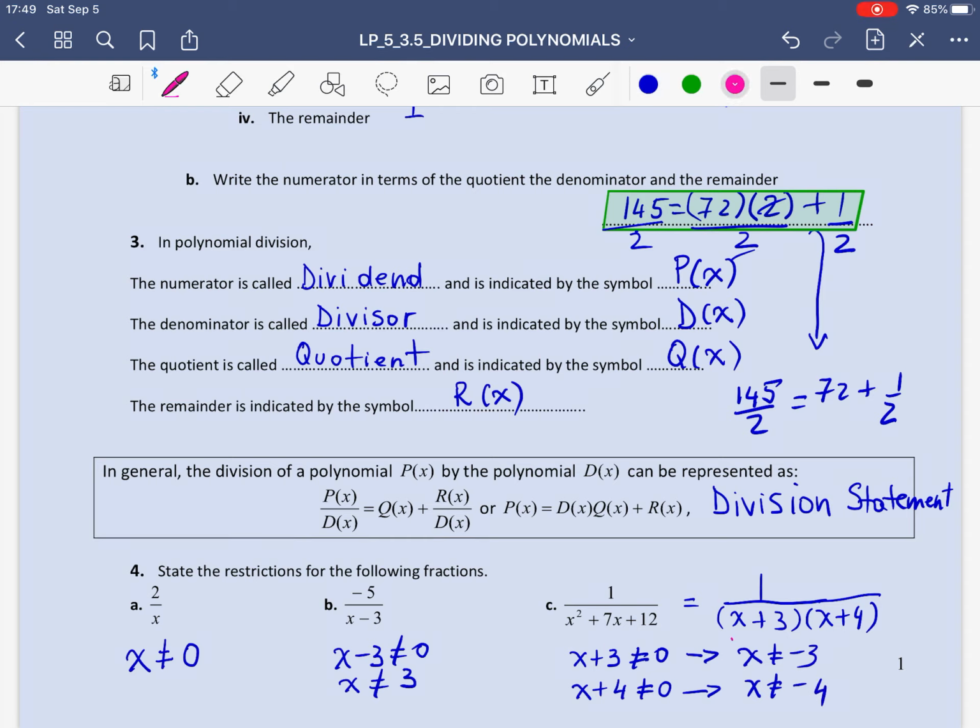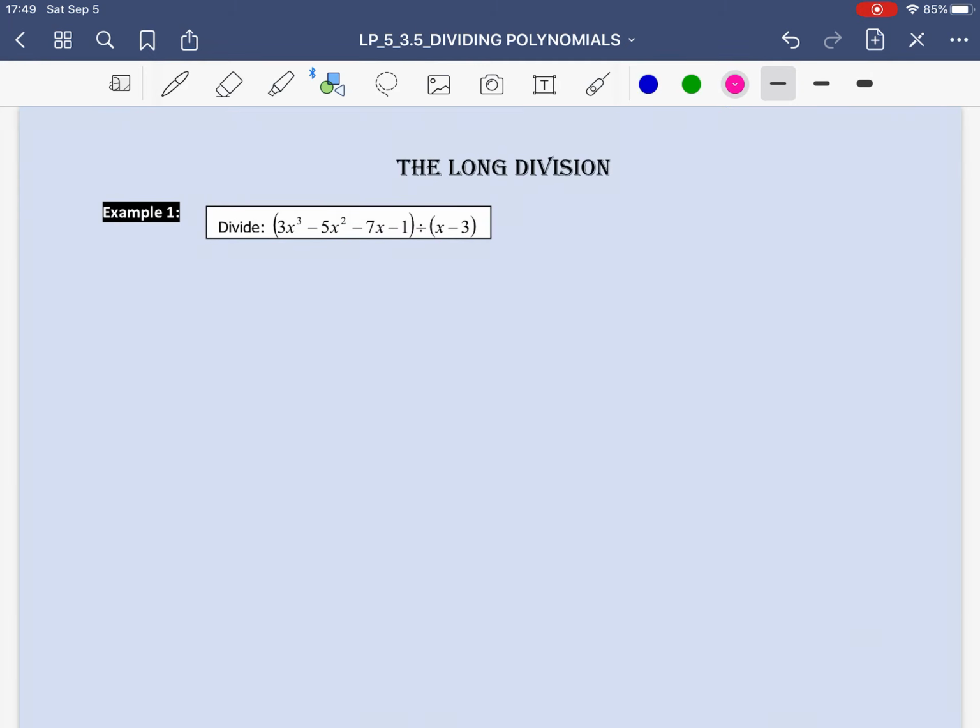So the restrictions will be negative 3 and negative 4 in this case. And here the restriction is x different than positive 3, and here we have x different than 0. So we're going to get started now with the exciting part of the lesson, so performing a long division.